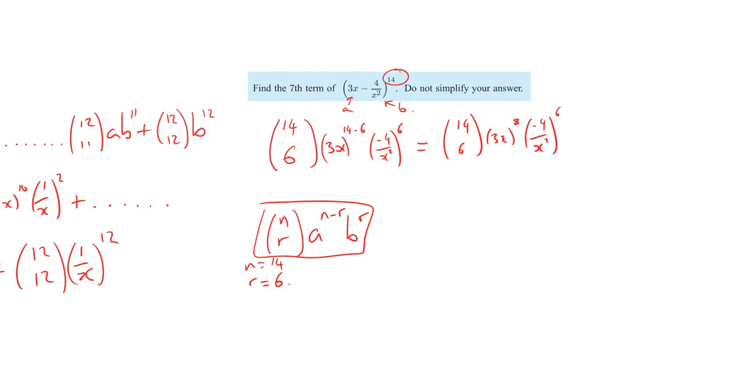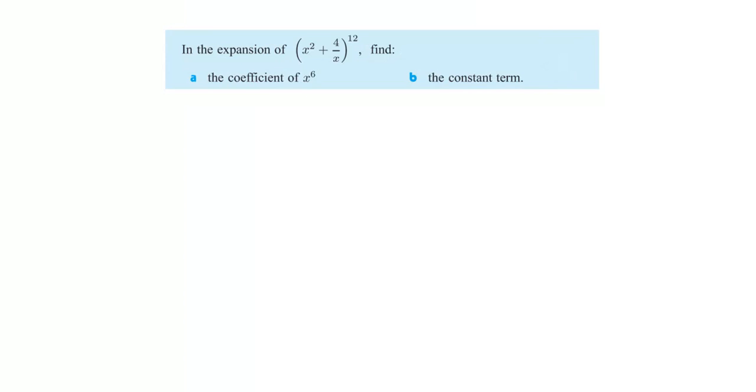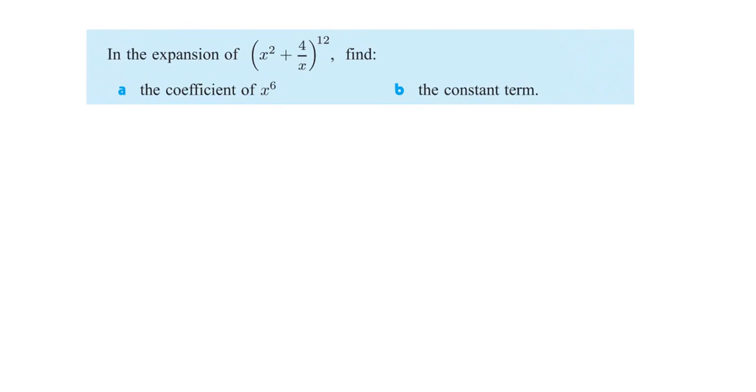Right, that's 2 done. Let's go and see some more challenging ones now, where we do need to use the calculator to find various coefficients. So in the expansion of x squared plus 4 over x all to the power of 12, we're going to find the coefficient, so what is in front of the x to the power of 6, and we're going to find the constant term. So straight into this, let's start writing some things down that we know. Perhaps because this is a more complex question, let's just go straight in and say that a is x squared, b is 4 over x, and n is going to be 12.